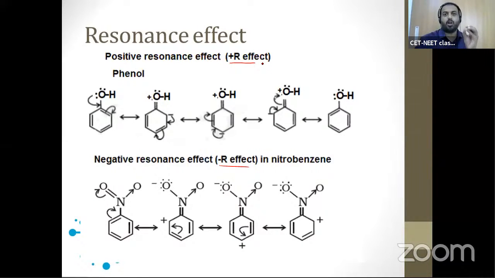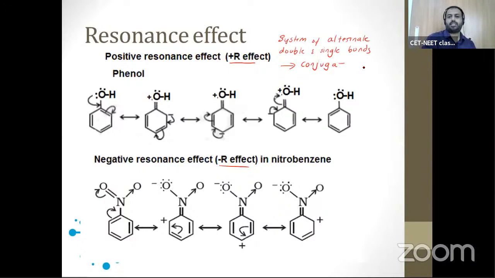Positive resonance or plus R effect means a substituent or a group of atoms will push electron density to the conjugated system. This is called a conjugated system, a system of alternate double bonds, double and single bonds. We consider it as the conjugated system. So if the system is gaining electrons, it's plus R.